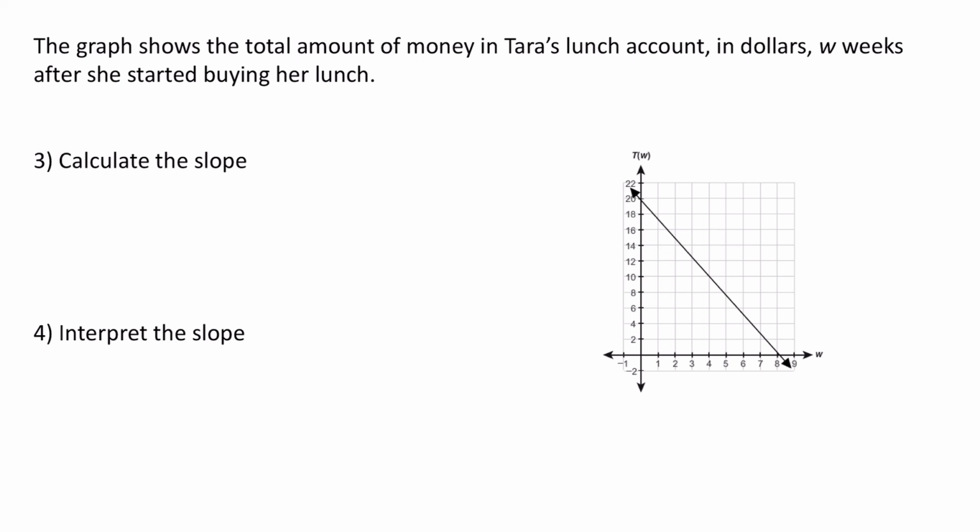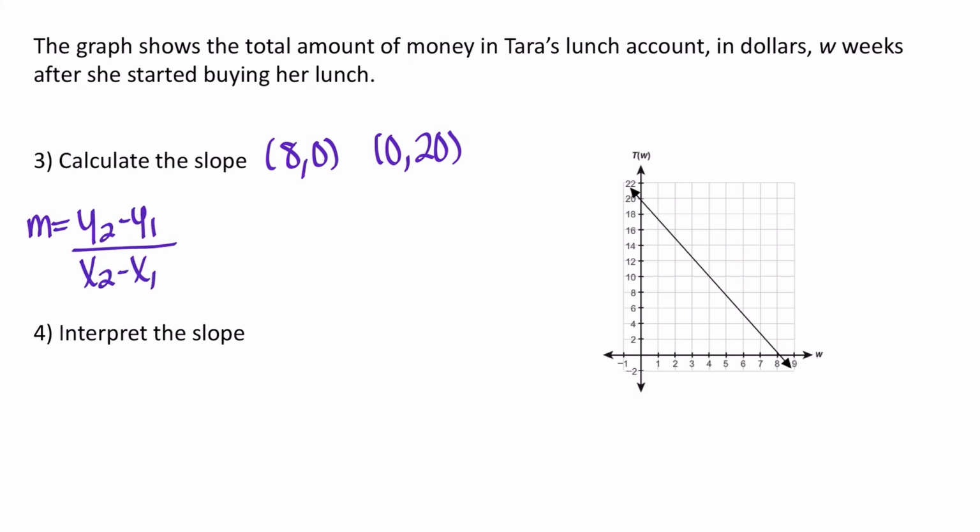So now let's calculate the slope. So to calculate the slope, we have the 2 points that we were talking about, 8, 0 and 0, 20. So let's use our formula, m equals y2 minus y1 divided by x2 minus x1. And let's label our points. So this is going to be x1, y1, and this will be x2, y2.